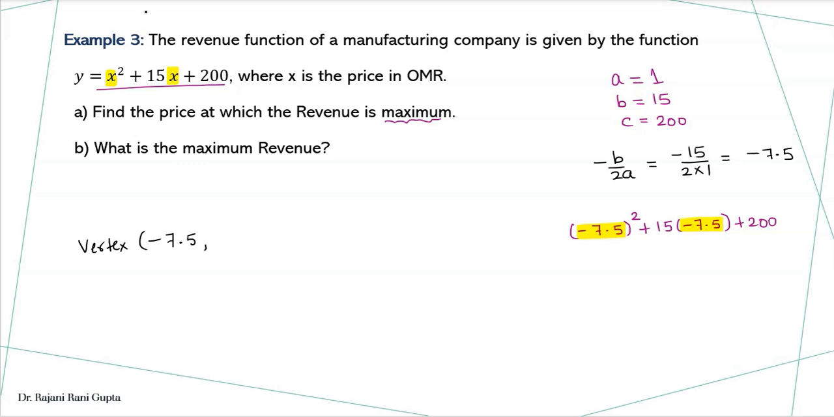Okay, when you calculate this value, this will give you 143.75. Make sure you enter the terms correctly in the calculator. Okay, so it is 143.75. So it's like find the price at which the revenue is maximum, and here it is, what is the maximum revenue? So again, the answer is 143.75 for part B. Once you get this answer, the first one, the answer is minus 7.5. I hope it's clear now.